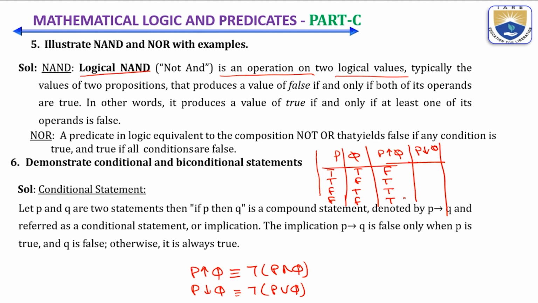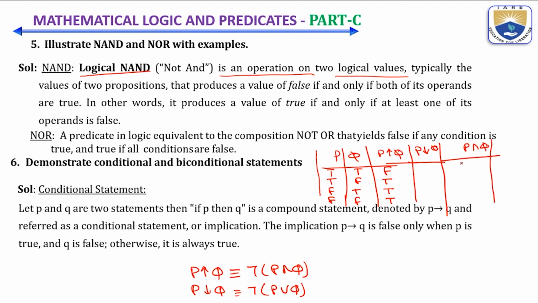So we just find out what P and Q is for these combinations. If P is true and Q is true, then we get P and Q.